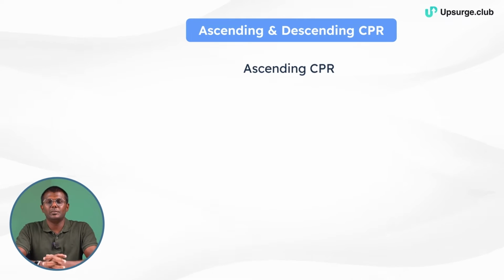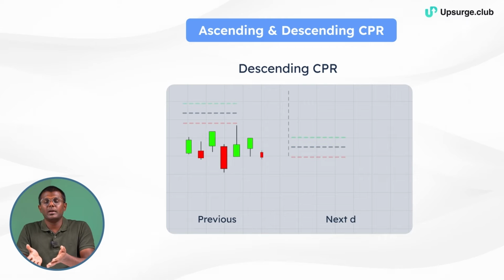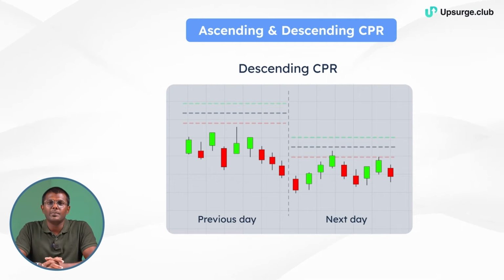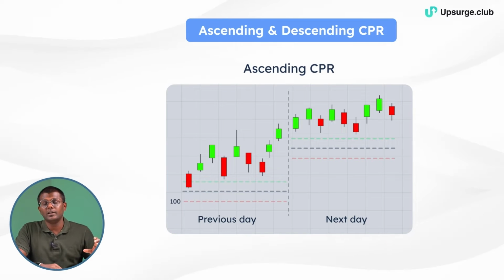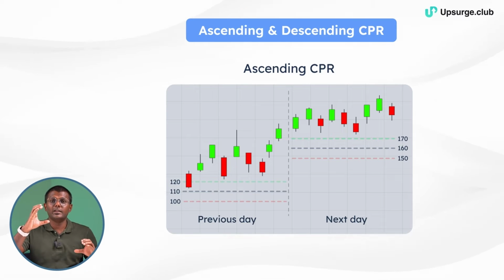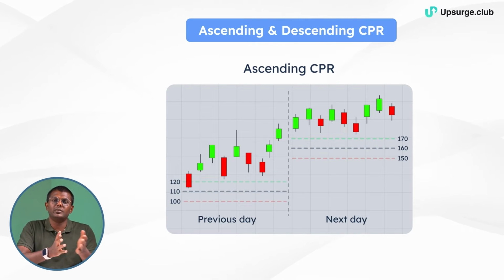Now let's talk about type 3 and 4, ascending and descending CPR. What is an ascending CPR? If today's CPR levels are higher than the previous day's CPR levels, then it is called an ascending CPR. In the same way, if today's CPR levels are lower than the previous day's CPR levels, then it is a descending CPR. For example, let's say yesterday's CPR levels are 100, 110 and 120. And if today's CPR levels are 150, 160 and 170, then today's CPR levels are higher than the previous day's CPR levels. So this clearly denotes we are having an ascending CPR.